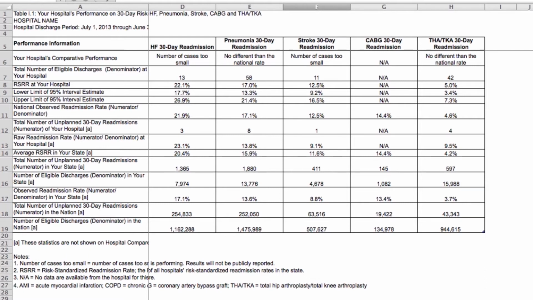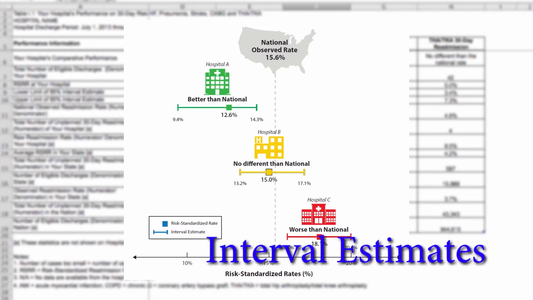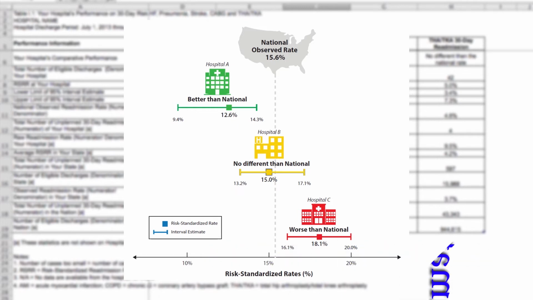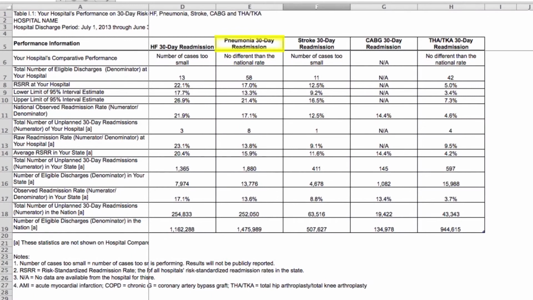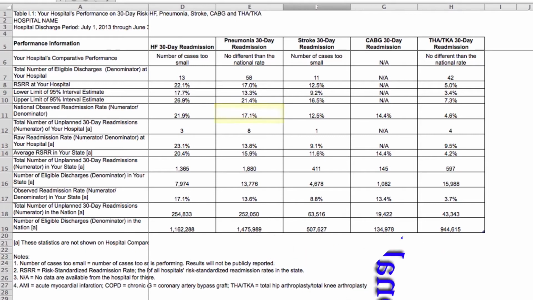CMS has 3 performance categories that hospitals can fall into: better than, worse than, or no different than the national rate. CMS uses interval estimates to determine the category a hospital falls into. If the national rate falls within the interval estimates, then we will be categorized as no different than the national rate. If the national rate falls outside of the interval estimates, then we will be categorized as better or worse than the national rate. For example, if you look at our pneumonia measure, since the national rate, 17.1%, falls within our interval estimates, 13.3% to 21.4%, our performance is no different than the national rate.